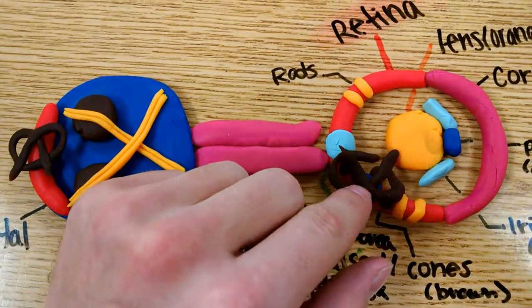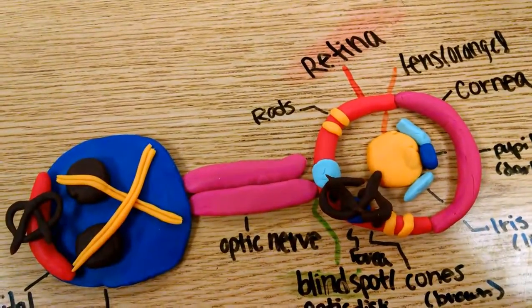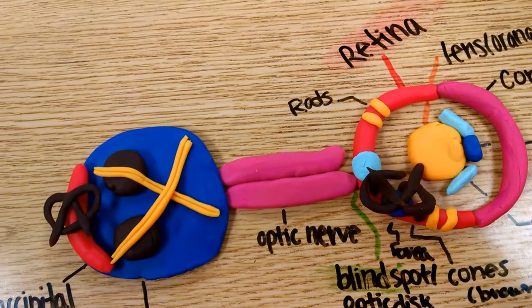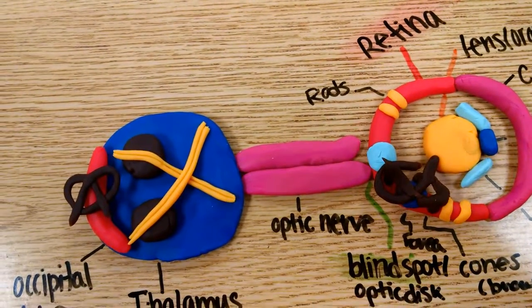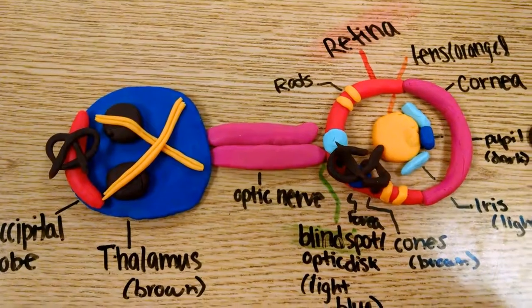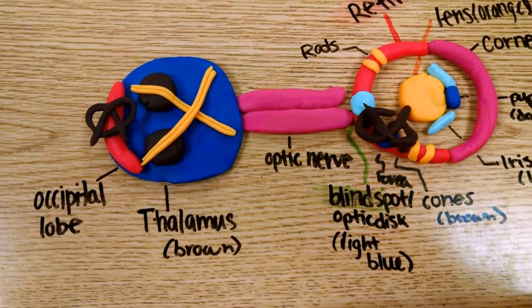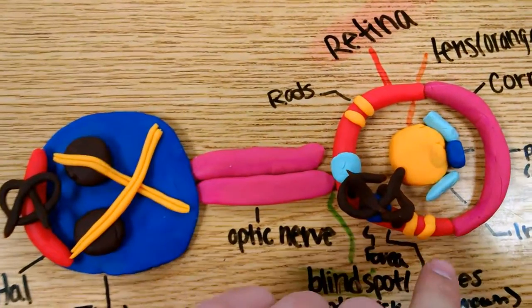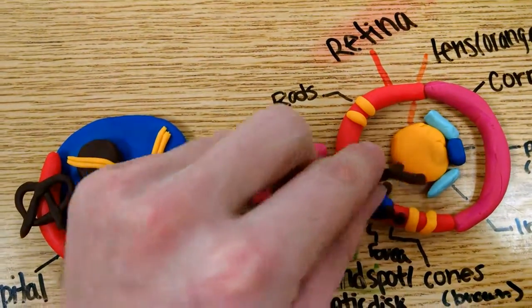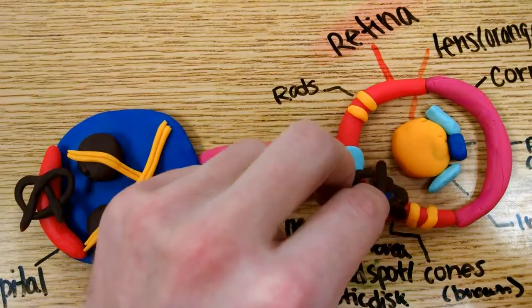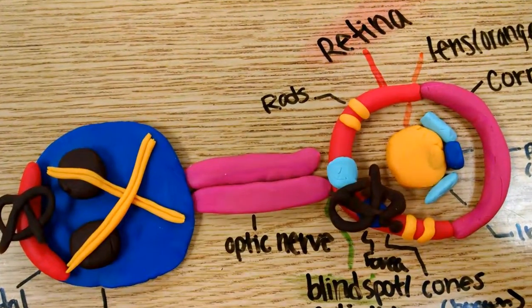But here our cones are used to interpret colors, which would be red, green, and blue. And the combination of those creates millions and millions of colors. And our rods, which are these dots here, produce the black and white colors that we see.